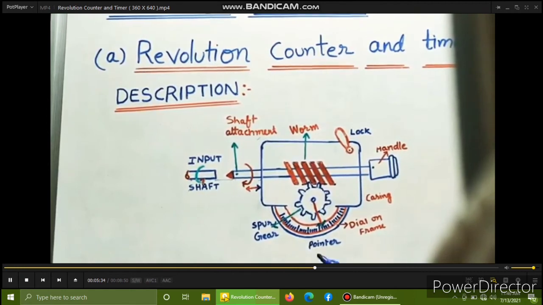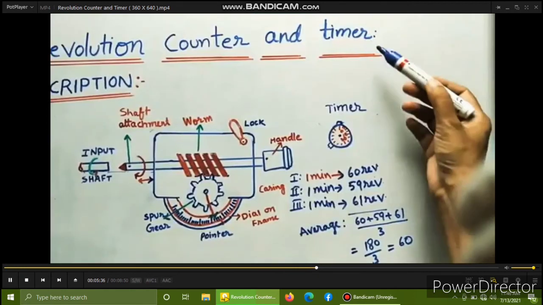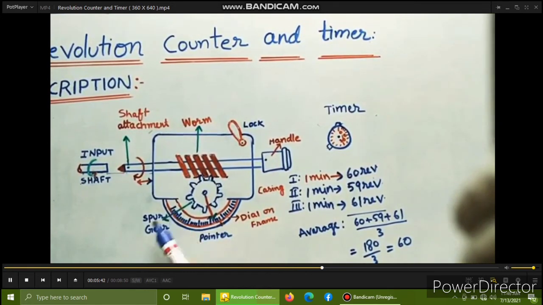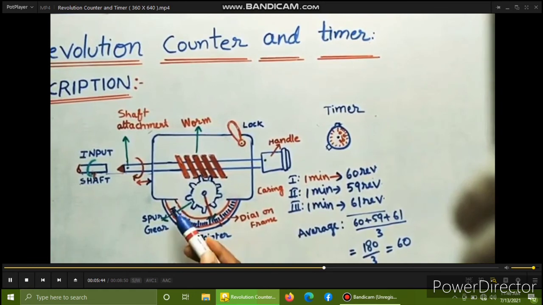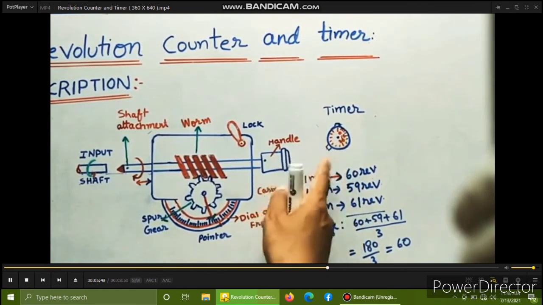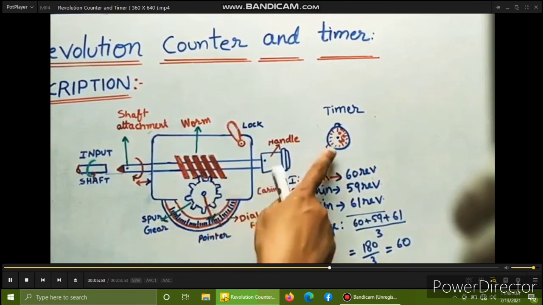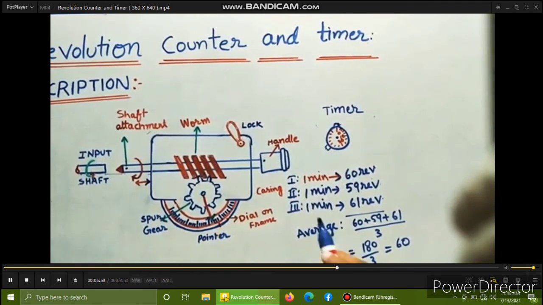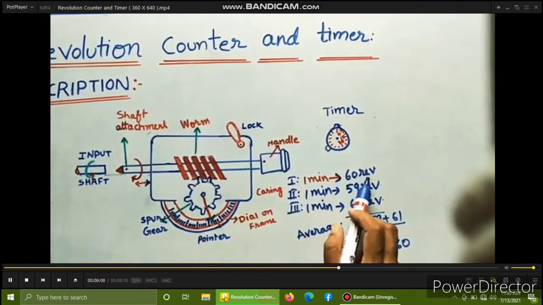One more important thing is that here we are using the timer for finding the speed. Let us take this marker initially at 0. The timer is the watch for calculating the time. Start the timer and start this speed. Now let us say in 1 minute on the timer, it is moving 60 revolutions. Mark it for the first time: in 1 minute it is making 60 revolutions.